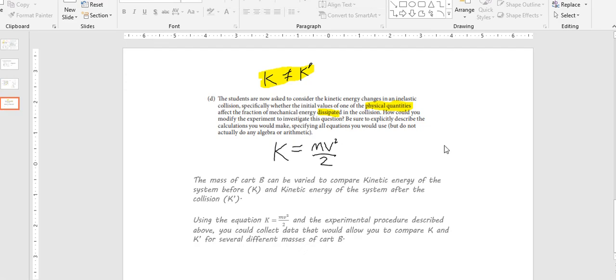Okay, so this is a great answer. The mass of Part B can be varied to compare kinetic energy of the system before, and I noted that was capital K, and the kinetic energy of the system after the collision, and I put that was K prime. Using the equation K equals mv squared over 2, I probably didn't need to write that, I could have just done an arrow. And with the experimental procedure described above, you could collect data that would allow you to compare K and K prime for several different masses of Part B. That is exactly what they're looking for.